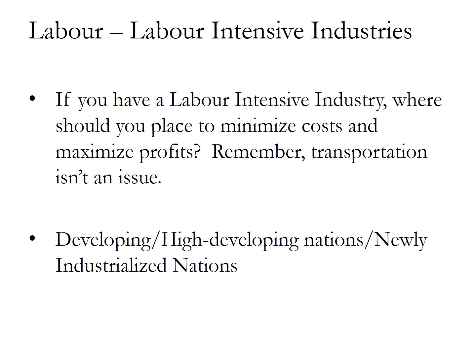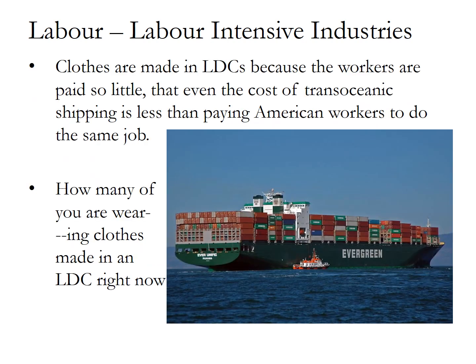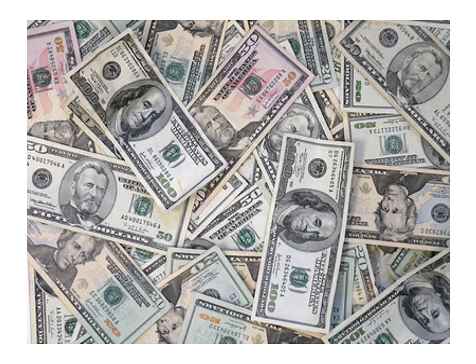So this is why industries use the site factor of labor, especially cheap labor in other countries, so they can produce all of this stuff so we can have cheaper goods. So as I mentioned, clothes are made in LDCs because the workers are paid so little, and then we ship them in shipping containers on the back of really big boats. And that's why all of our clothes are made in other countries. I guarantee that 90% of what you own has probably never been made in the United States. Sold, but not made.